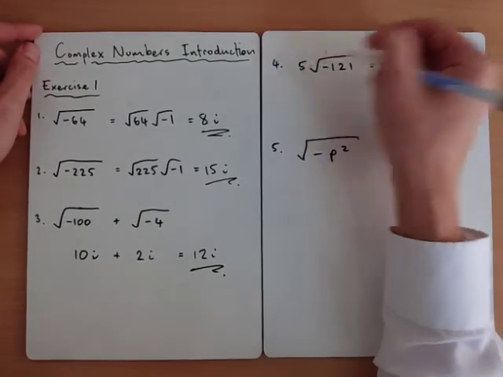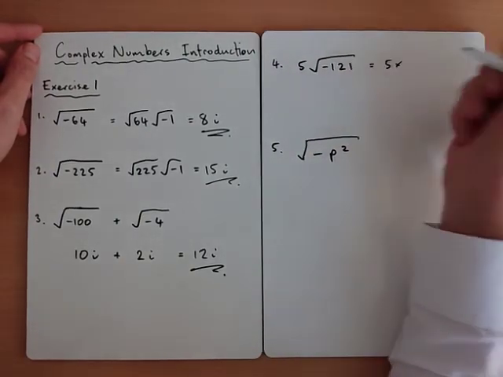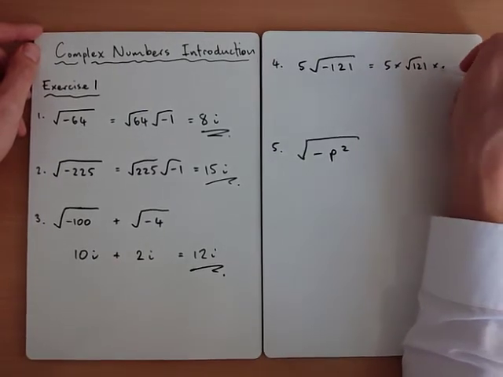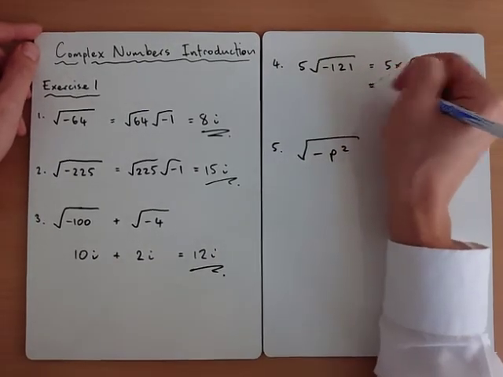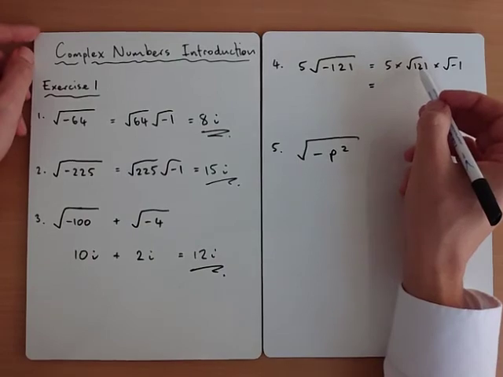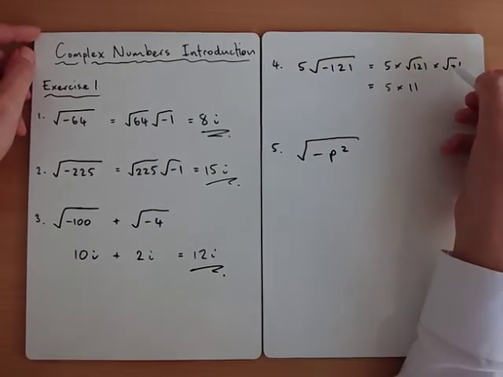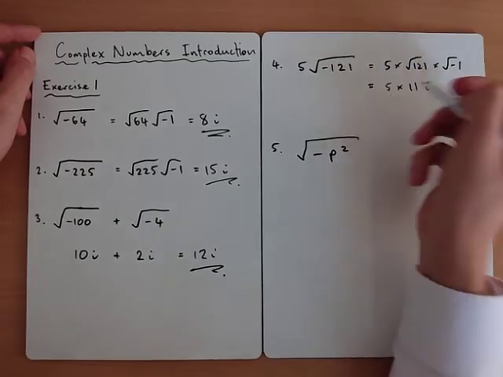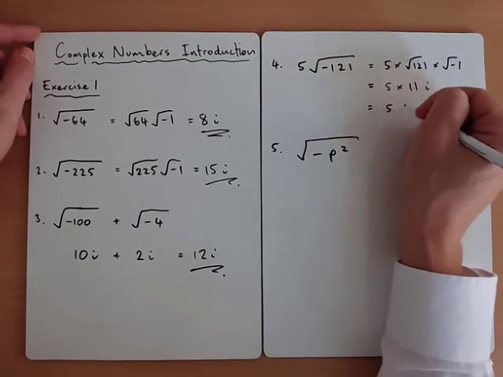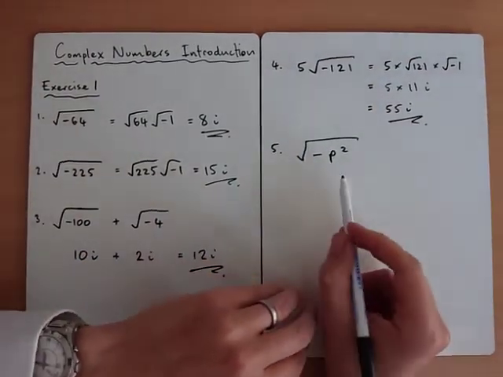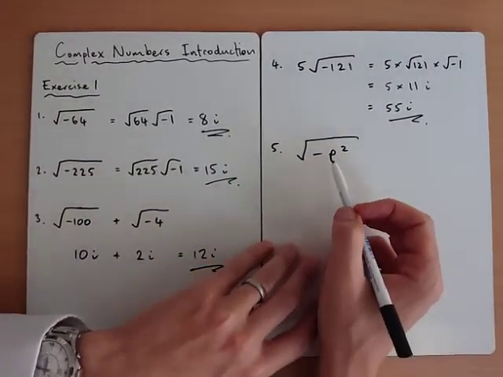Okay. Now we've got a multiple of 5. So we can think that's just 5 multiplied by the square root of 121, and then the square root of minus 1. Square root of 121 is 11, so what we're doing now is 5 times 11. Square root of minus 1 is I. So we'd get 55i.